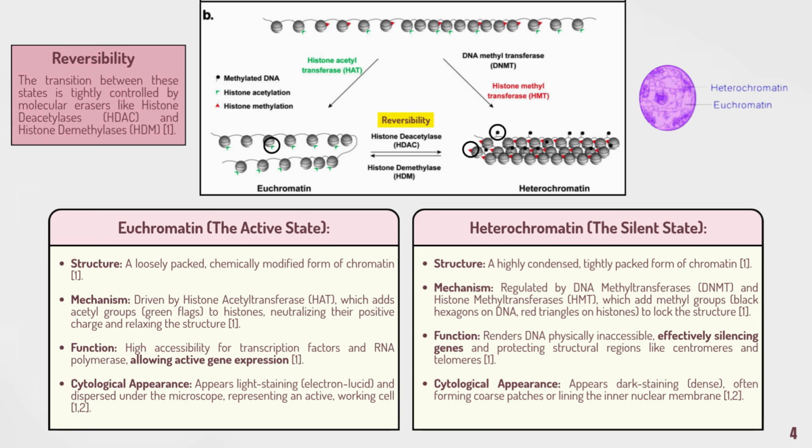On the bottom left, we have euchromatin. This is an open state or active state. An enzyme called histone acetyltransferase, or HAT, attaches an acetyl group, shown as a green flag in the diagram, to the histones. This causes the structure to relax and open up. Because it is loose, the cell machinery can easily get inside to read the DNA and turn genes on. Under the microscope, because it is so spread out, euchromatin looks very light and clear.